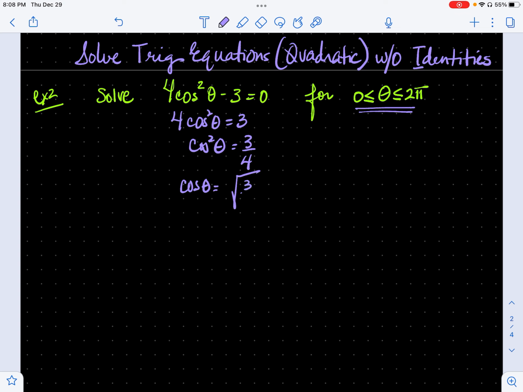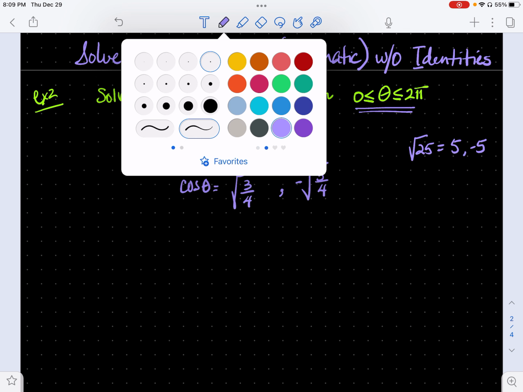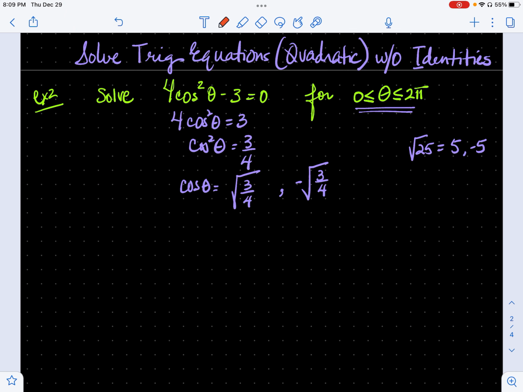And then when I square root 3 over 4, please know that there's going to be a positive and a negative associated with it, just like we've done in class. The square root of 25 is not just 5, it also is negative 5. So all square roots come in couples. The answers come in pairs. Couples can be used, that's a cool word.